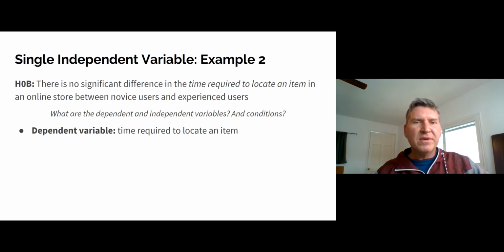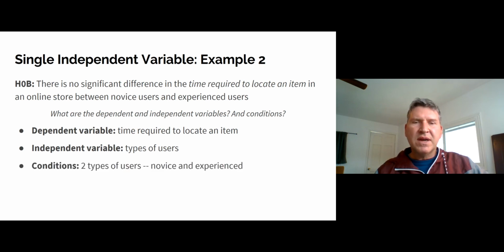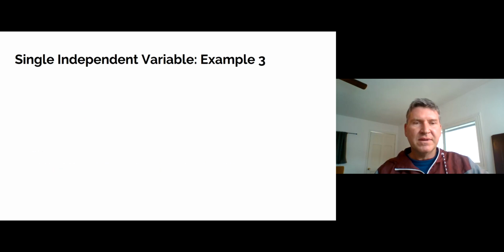The dependent variable is the time required to locate an item. So this might be shopping for a blender on Amazon.com and Walmart.com. The independent variable would be the types of users, and we have 2 types, novice and experienced. With a study design, you'd want to have a better idea of defining novice and experienced. We wouldn't just leave it to this, we'd have to define this further.